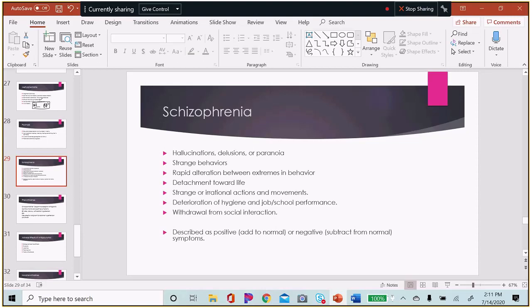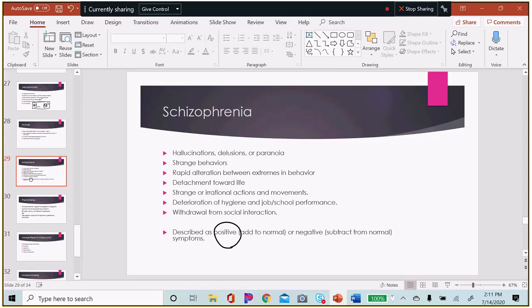But those psychotic symptoms or altered reality type symptoms are considered positive symptoms, which doesn't mean like, yay, I want those. It means it's above and beyond normal behavior. So most people don't have hallucinations, delusions, illusions, and extreme behavior. So you're adding to normal behavior.